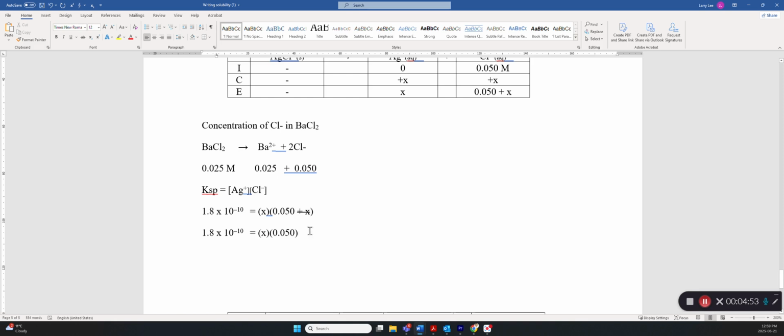Otherwise, we have a quadratic, which is not hard, but it's doable. An easy assumption just makes life a lot easier. So we say, assume X is very small compared to 0.050, which allows us to change the equation and find X by dividing both sides by 0.05.